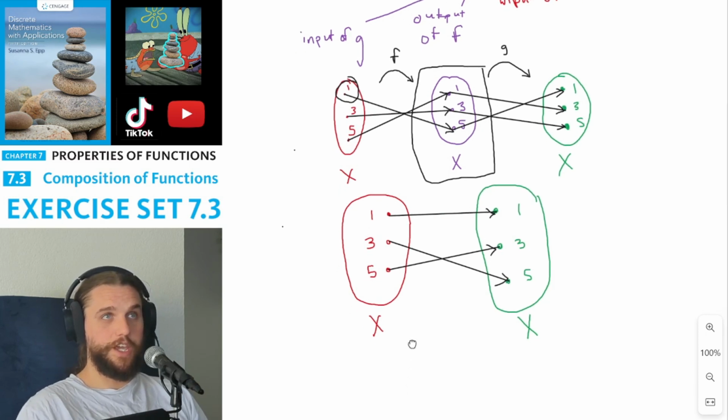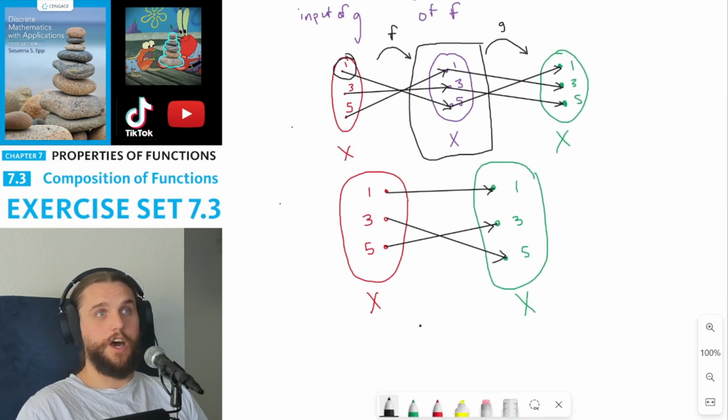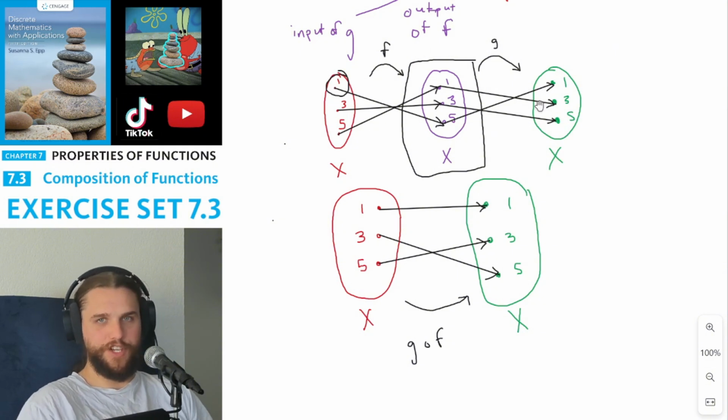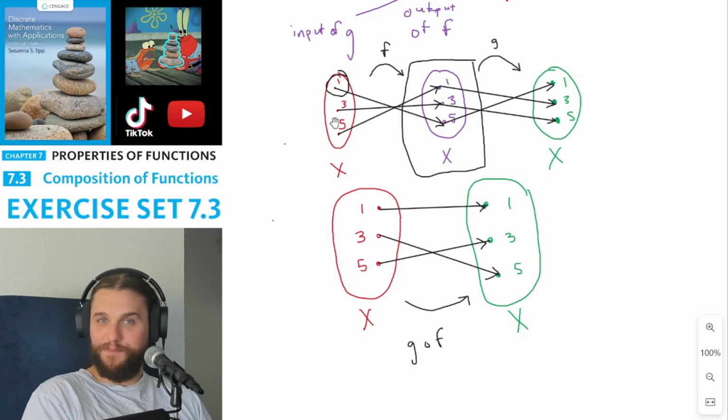This relation here is g of f. And again, notice the ordering here. g is first, f is second, even though in this visual diagram, f is first and then g is second, which can be a little confusing.